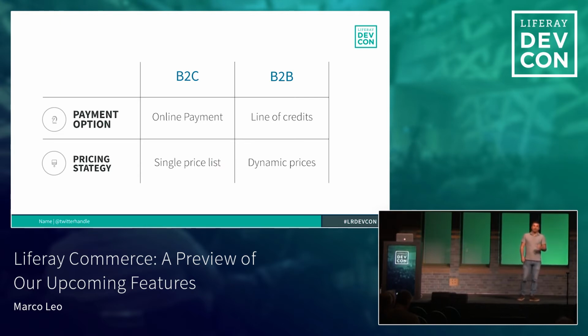But price strategy might be different as well. In a B2C scenario we are used to just navigating the commerce by price, and maybe a discount coupon can be applied, while in a B2B scenario, dynamic pricing is a must. I mean, pricing can change based on many, many different points.